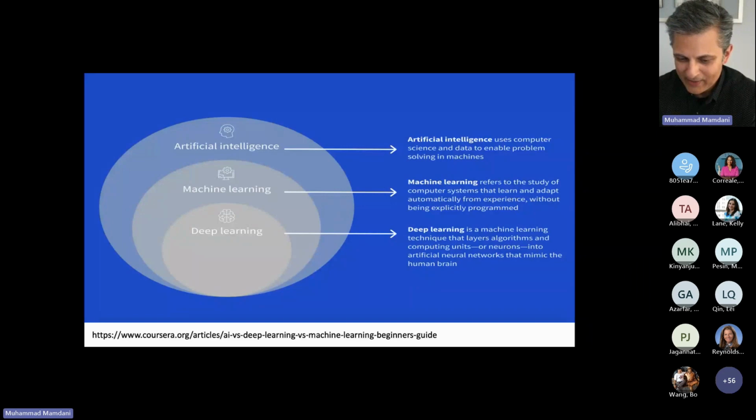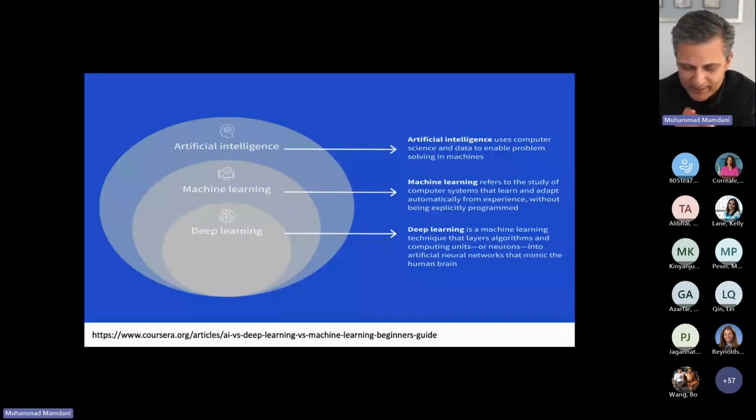I don't think I need to say any of this to this crowd, but just in case, to baseline, what is AI? AI, according to this definition from Coursera, uses computer science and data to enable problem solving in machines. My own personal definition of AI, it's basically a discipline that is focused on understanding complex relationships in data. That's really, from my perspective, what AI is about.